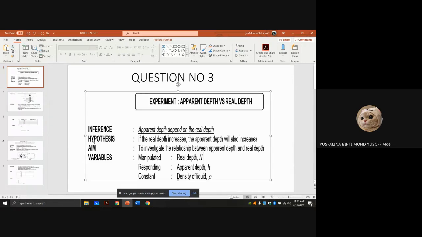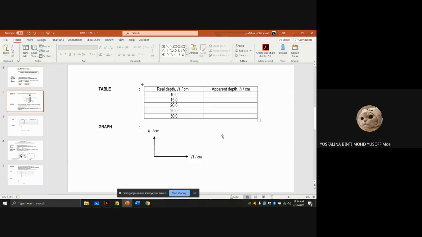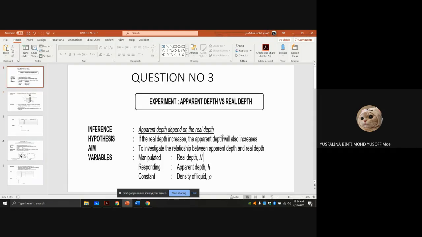Okay, the hypothesis must have the word increase, increase, or increase, decrease, the relationship. So if the real depth increases, the apparent depth will also increase. So that one is the hypothesis. Alright, the aim: to investigate the relationship between apparent depth and real depth.